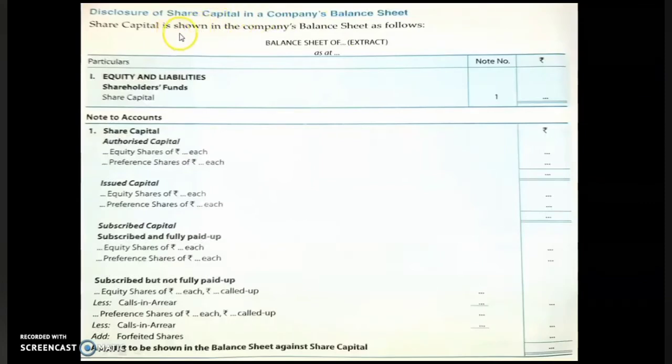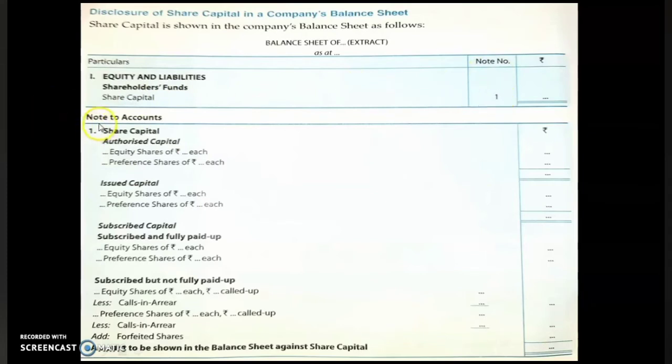Here is the format of a balance sheet where we have disclosed share capital. While drawing the extract of a balance sheet, you can see equity and liabilities as the first heading. Then we have shareholders' funds, and just below that you have to write share capital. Children, if there is more than one sub-classification in one particular head, that is in share capital, we have to show that as a separate note, known as notes to accounts. So before that you have to mention note number 1, that is your working note number 1.